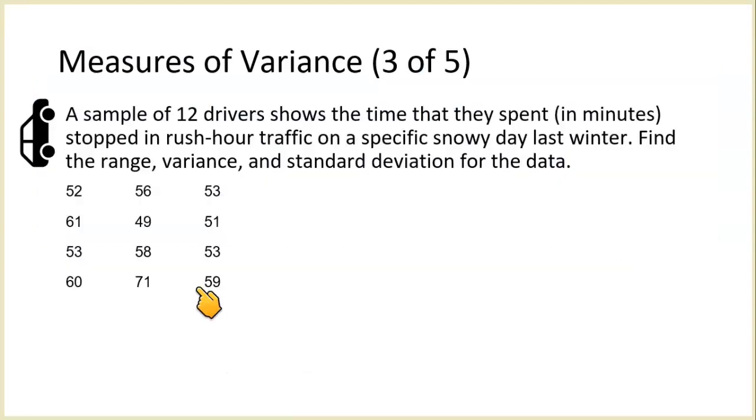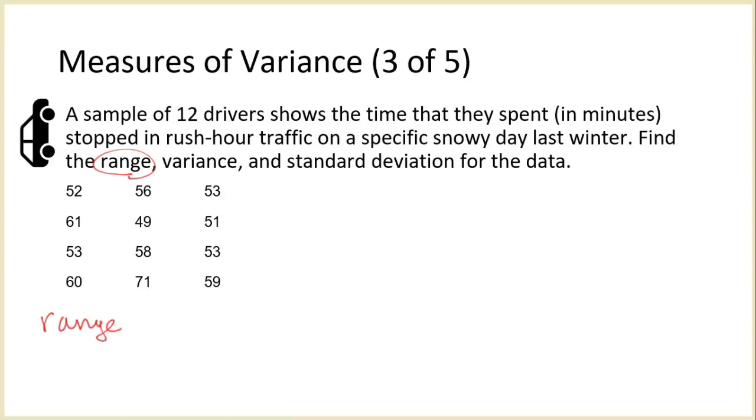So we look at our first example. We have a sample of 12 drivers, and this represents the time that these 12 drivers spent in rush hour traffic in minutes. We want to find the range, the variance, and the standard deviation. We're also going to interpret the value of the standard deviation. I'm going to show you 2 ways to find this. I'm going to show you how to do it by hand because the calculation is not too bad. But then I'm also going to show you how to find it using the calculator and Excel as well.